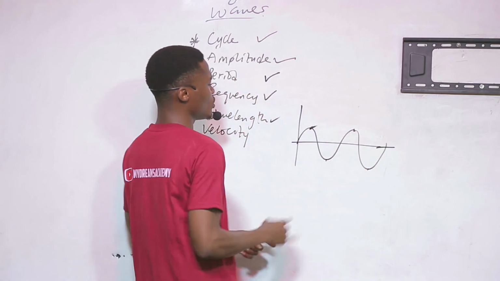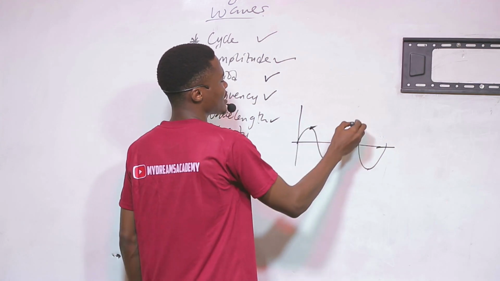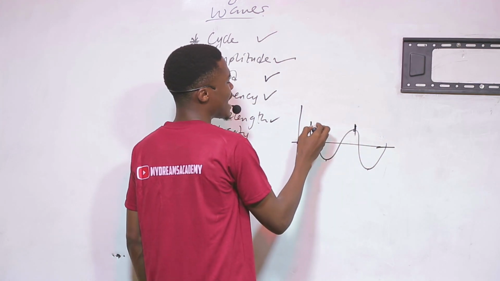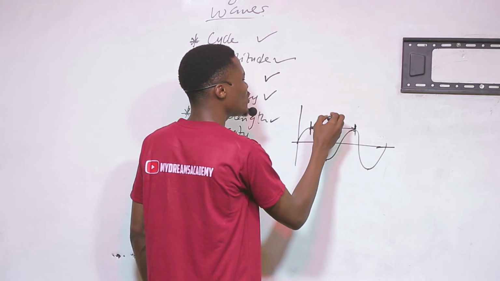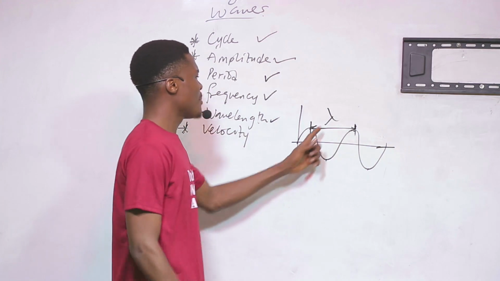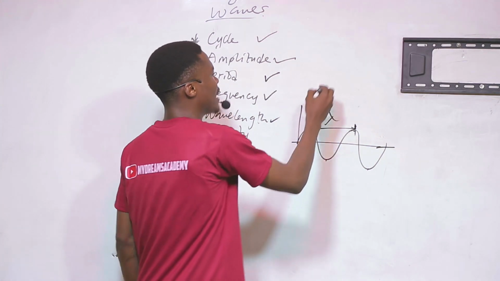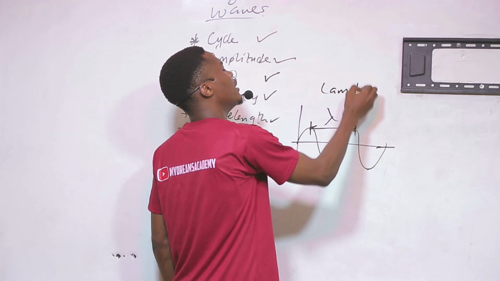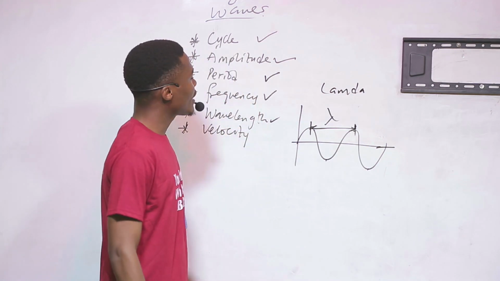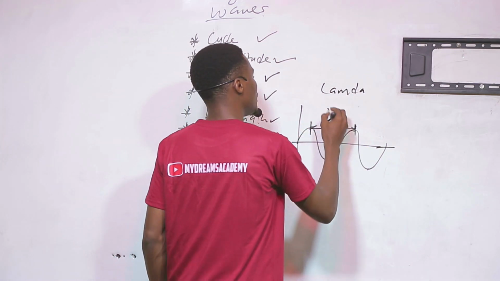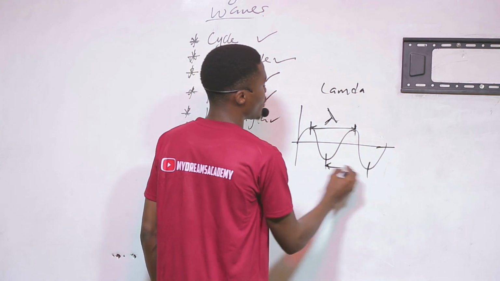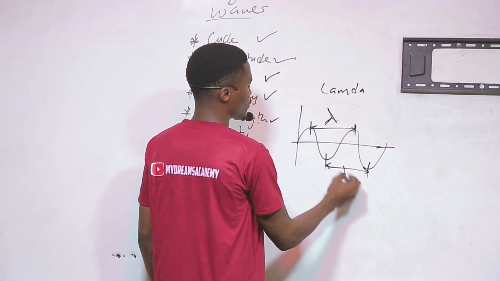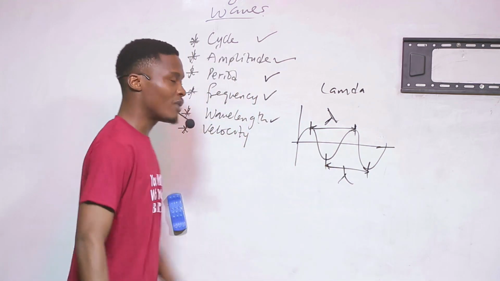Now, wavelength is the distance between successive crests or troughs. I have already told you that this is a crest and this is a crest. The distance between both of them, because they are consecutive, is what we call wavelength. We usually represent wavelength by the Greek letter lambda. Or you can also say from here to here, which is from trough to trough, is also wavelength. Either way, you can go by that.